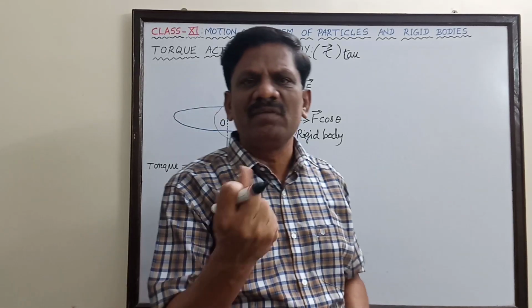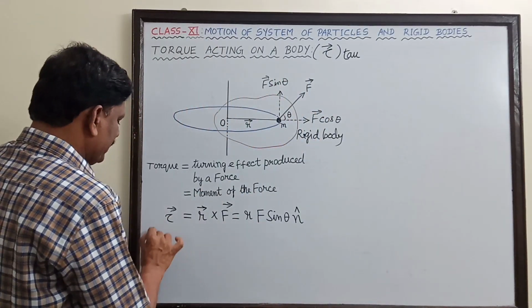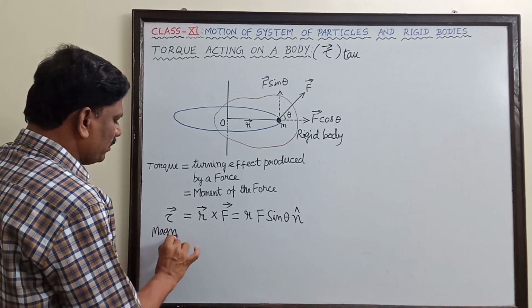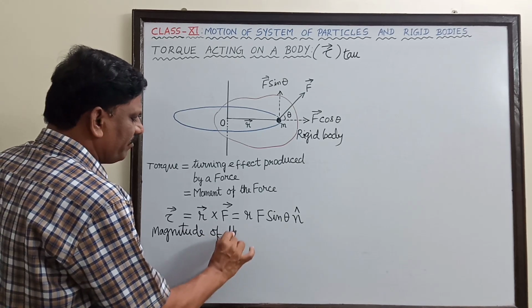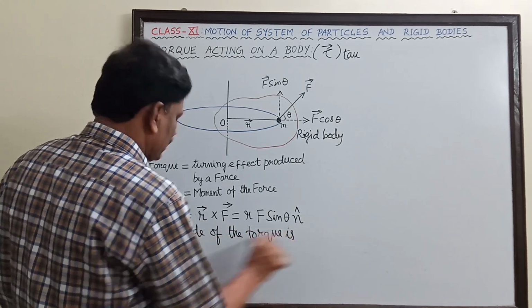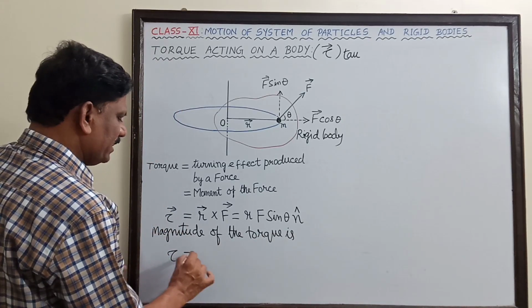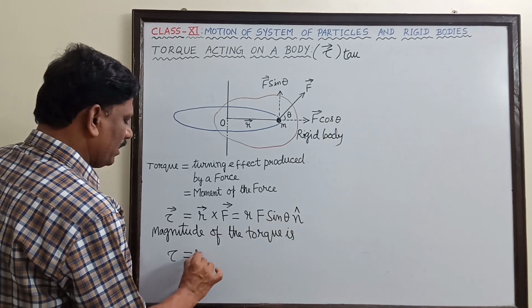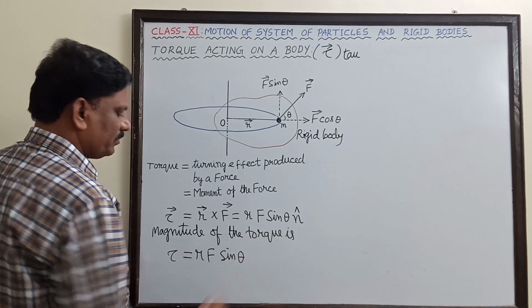What is the magnitude of the torque produced by this force? So I will write here, magnitude of the torque. The magnitude of the torque is given by tau, without the vector symbol. This is equal to R F sin theta, R into F into sin theta.